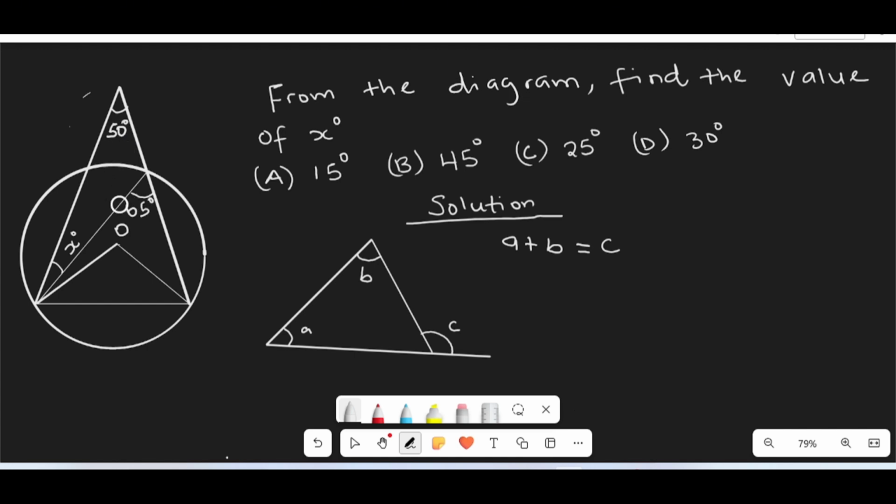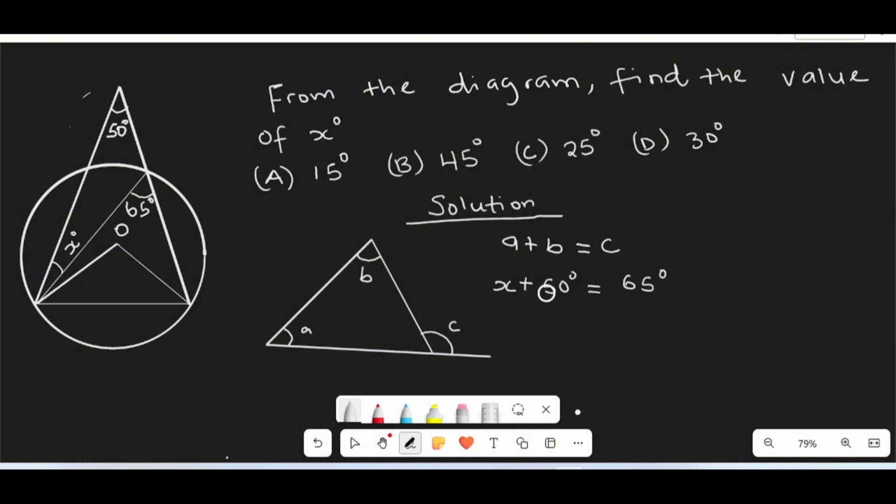If you consider this diagram, you will see that this is our triangle, and this angle is an exterior angle for this triangle and is equal to the sum of 50 degrees and x. So we can say x plus 50 degrees equals 65 degrees.